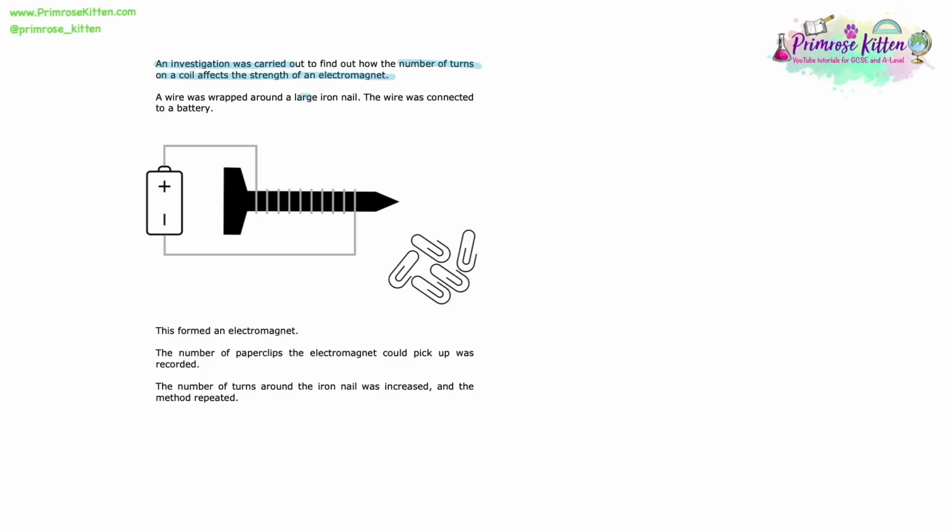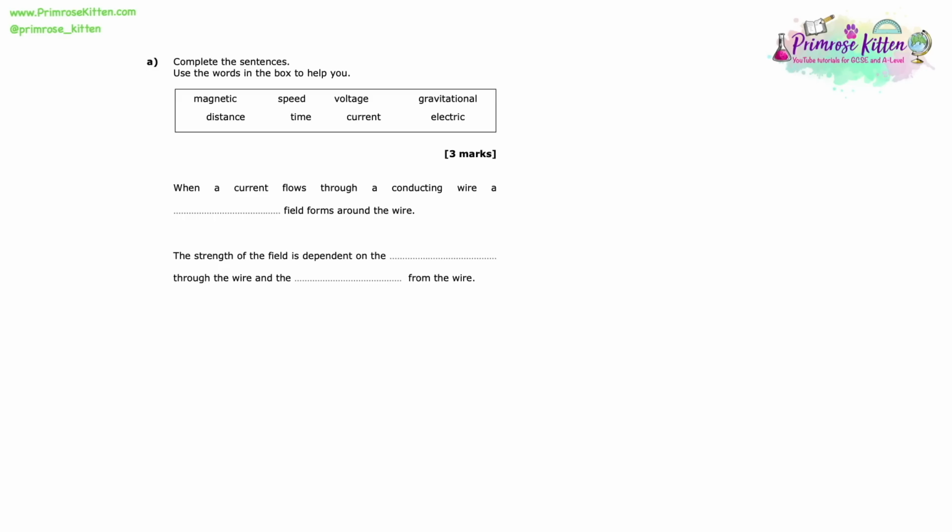A wire was wrapped around a large iron nail, and the wire was connected to a battery, as you can see in this diagram. This formed an electromagnet. The number of paper clips that the electromagnet would pick up was recorded, and the number of turns around the iron nail was increased, and the method repeated.